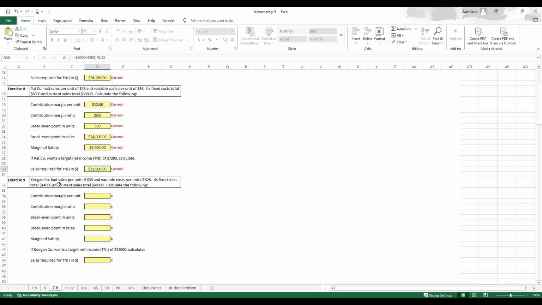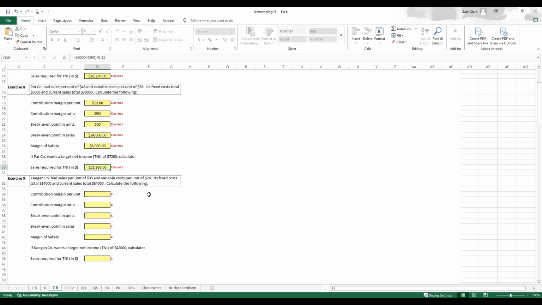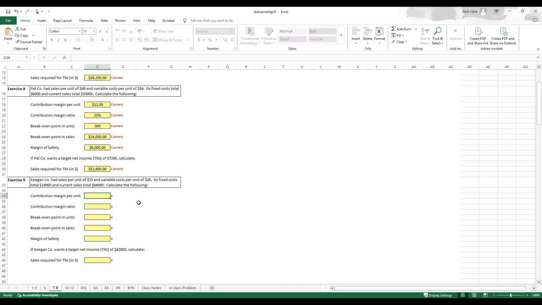Okay, so Keegan Company had sales per unit, variable cost, fixed cost, and current sales. So one more time, difference between sales minus variable cost, get our margin per unit. And then we are going to take our $7 divided by our sales number. So 20% contribution margin ratio.